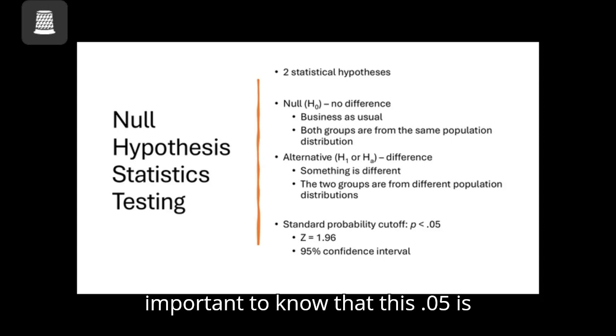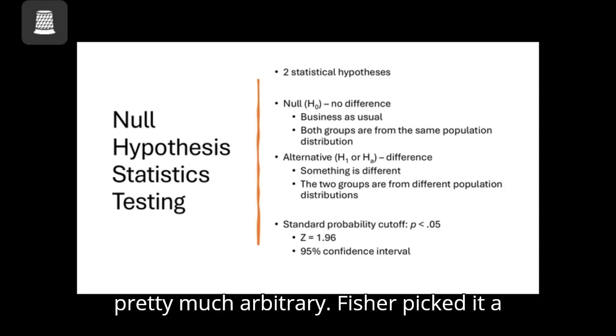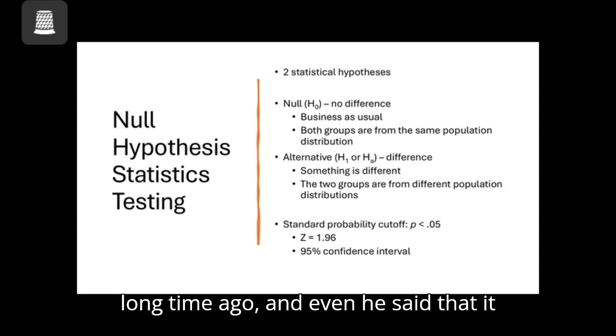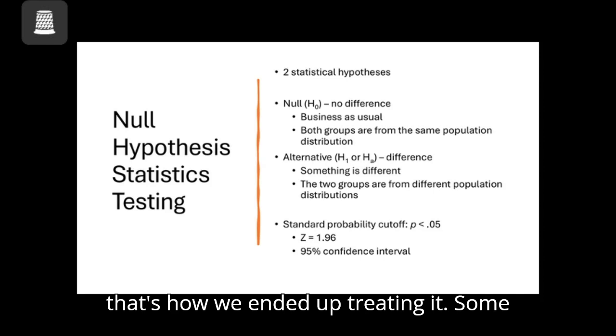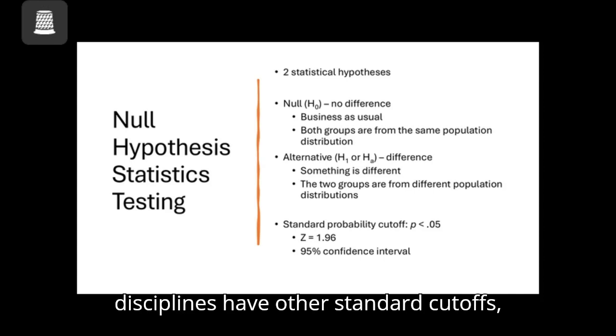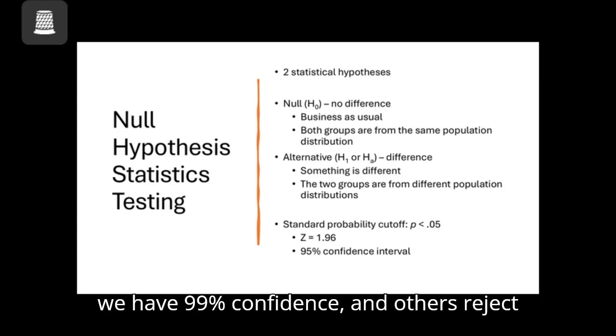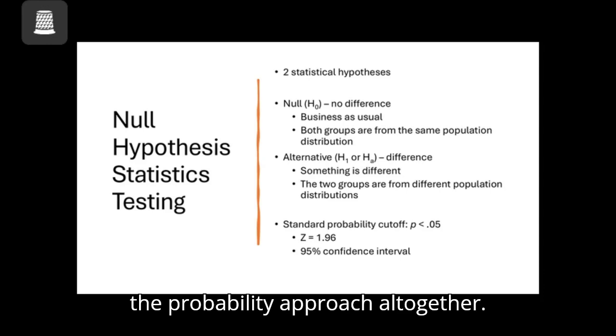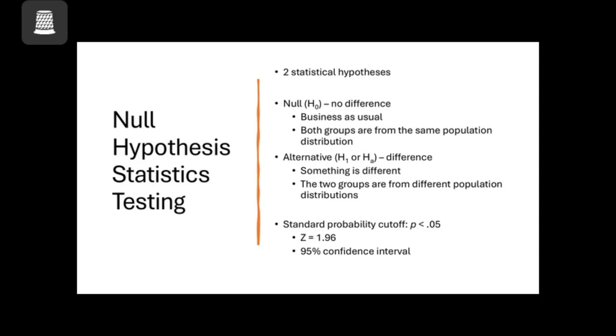Now, it's important to know that this 0.05 is pretty much arbitrary. Fisher picked it a long time ago, and even he said that it should not be the gold standard, but that's how we ended up treating it. Some disciplines have other standard cutoffs, such as 0.01, meaning that we have 99% confidence, and others reject the probability approach altogether.